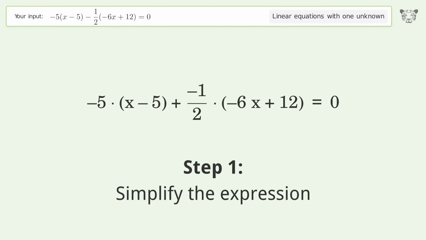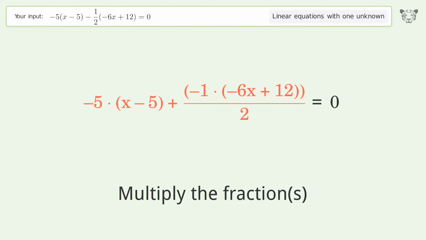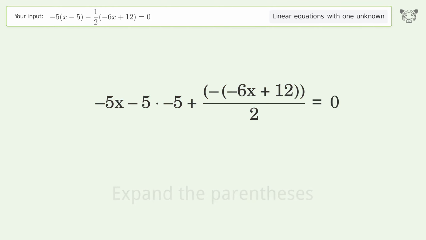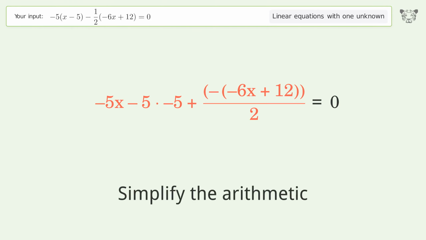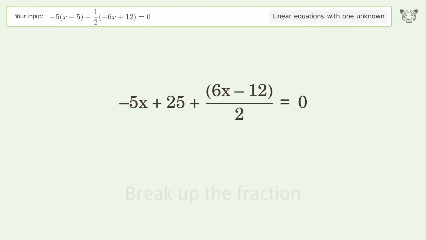Simplify the expression. Multiply the fractions. Expand the parentheses. Simplify the arithmetic. Expand the parentheses. Break up the fraction.